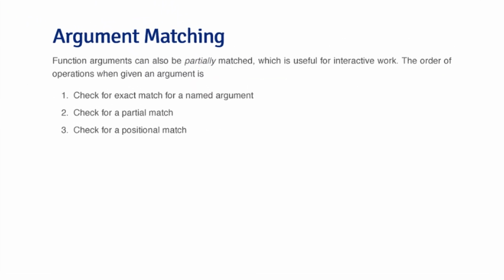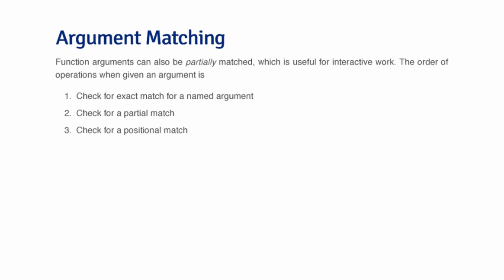Function arguments can also be partially matched, which is useful primarily for interactive work, not so much for programming. When you call a function, if the argument has a very long name, you can match it partially. You can type part of the argument name, and as long as there's a unique match, then the R system will match the argument and assign the value to the correct one.